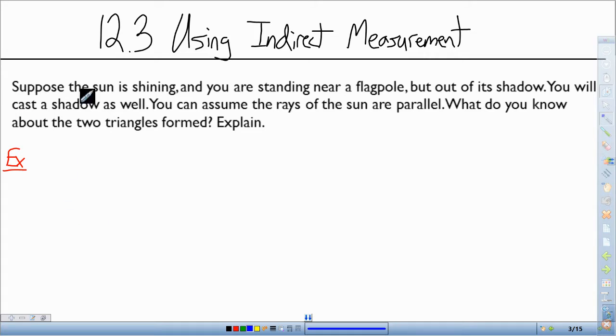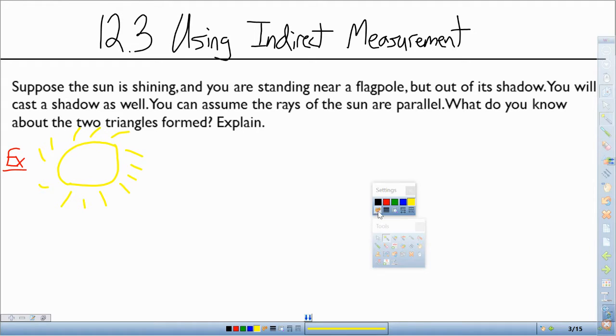Let's read through this and let's draw what they're doing. I want you to draw this along with me. Here's what it says. Suppose the sun is shining. Let's just start with that. On your piece of paper, draw the sun. Here's my sun. Here, I'll make a big sun. There we go. So it's shining. Here's what it says, and you are standing near a flagpole, but out of its shadow. So we have a flagpole.